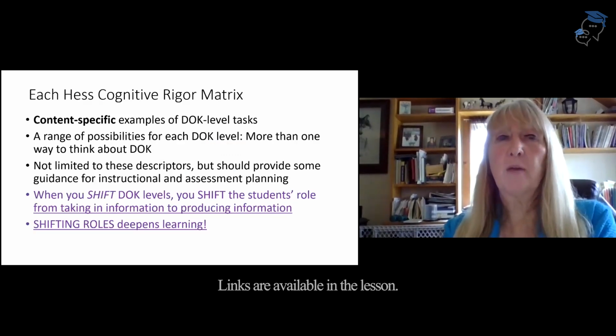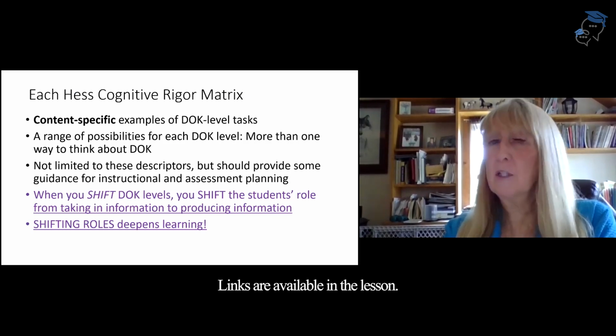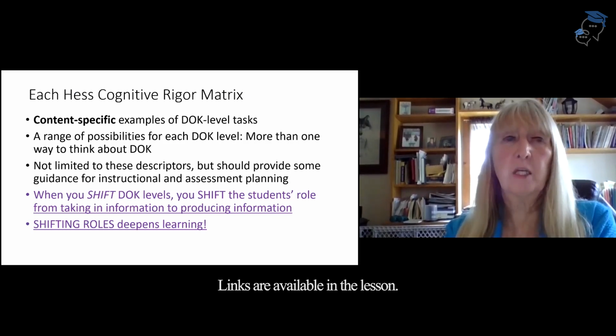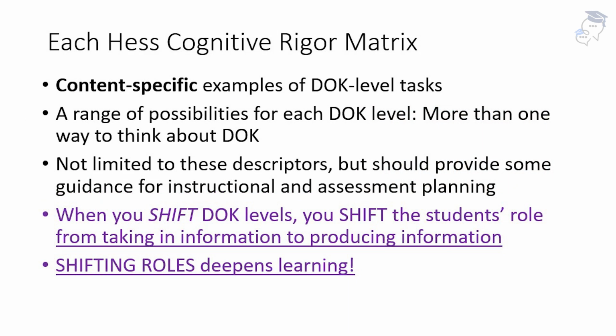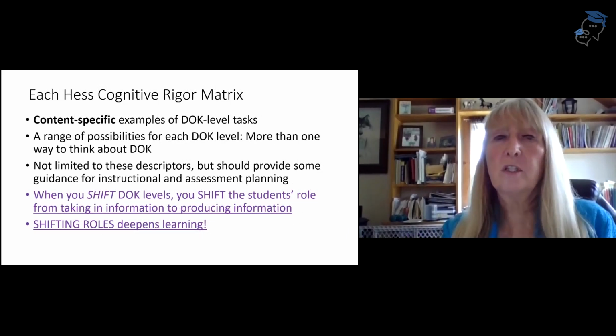So just a little bit about the cognitive rigor matrix. You can download these. They are also in the book in Appendix B. They're content specific. They provide a range of possibilities, but it's not limited to those. But I built in descriptors working with teachers over the years so that you have a lot of ways to think about depth of knowledge when you plan. Here's the thing I want you to notice though. If you shift the DOK levels from 1 and 2 to 3 and 4, you change the student's role from taking in information to producing information, and shifting the role deepens learning.